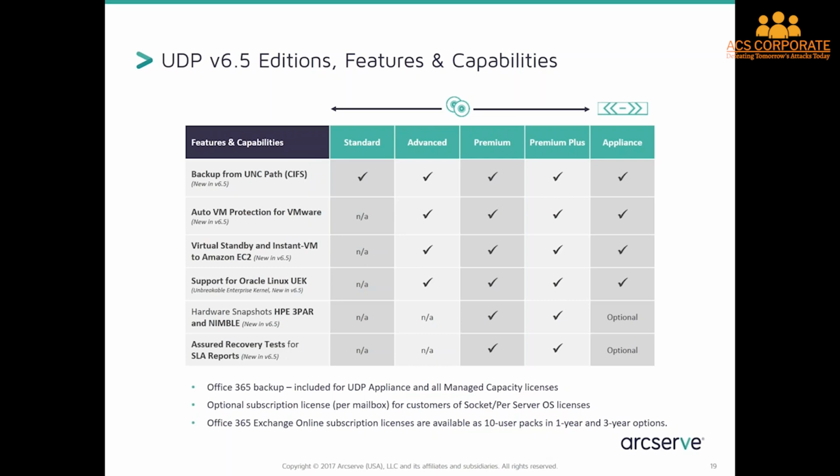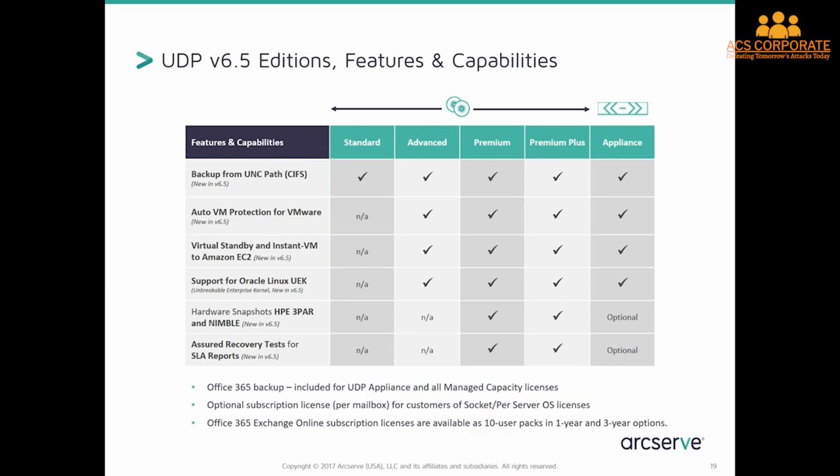And then if you want to take advantage of hardware snapshotting on HPE 3PAR, Nimble, or NetApp, or if you want to be able to perform the assured recovery tests and SLA reports, you'll need UDP Premium or Premium Plus. If you have the appliance, there is an upgrade option that lets you add the premium features to the appliance.